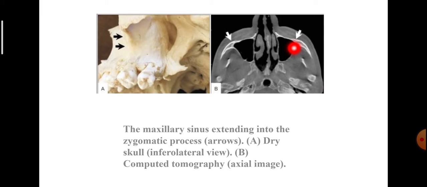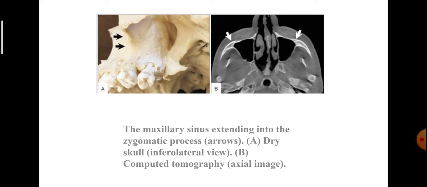That extending into the zygoma bone is the zygomatic recess. And quite often, when there is fungal infection, debris will lodge within the recess, and if it is not adequately cleared, it will lead to residual disease and recurrence. This is a picture of the maxillary sinus extending into the zygomatic recess, these two arrows.